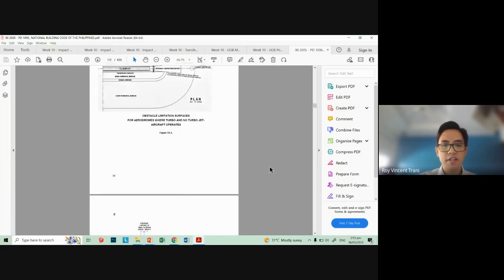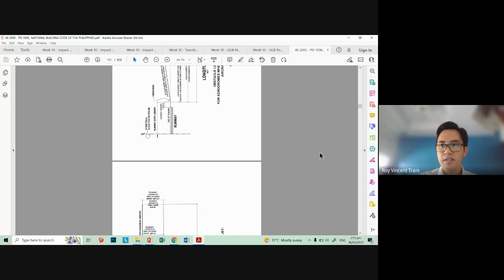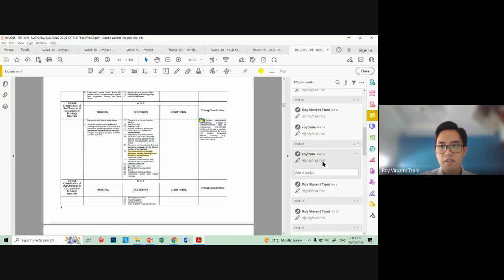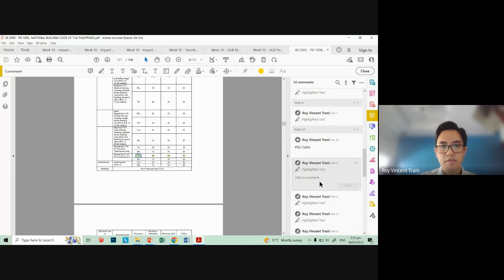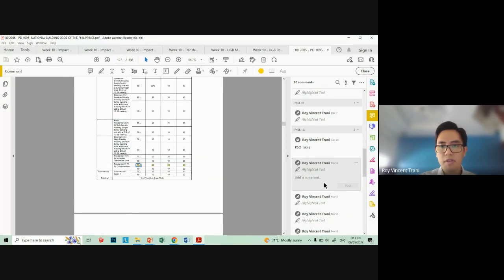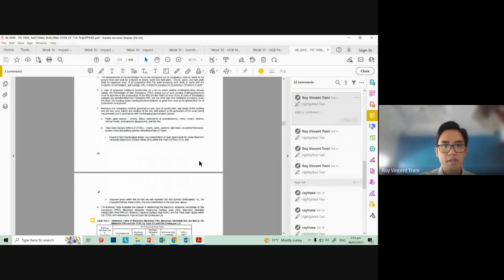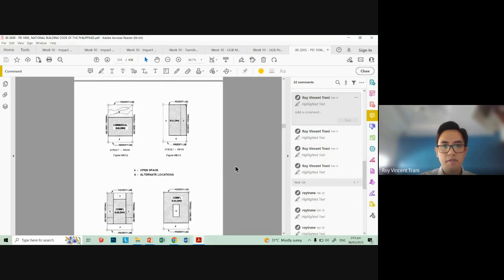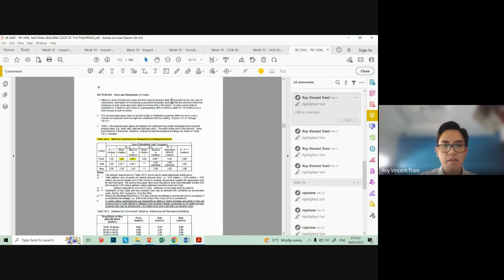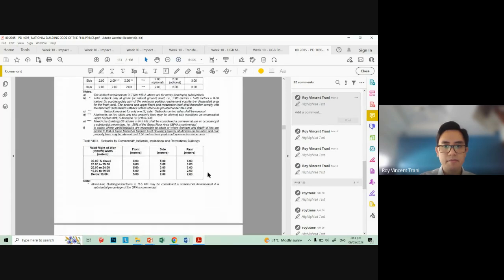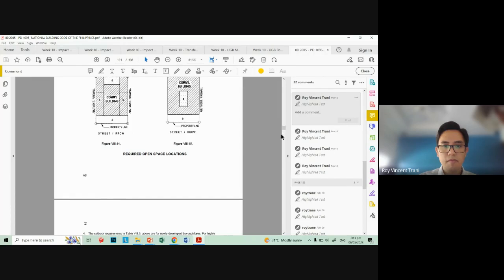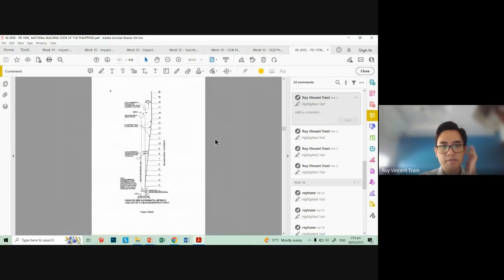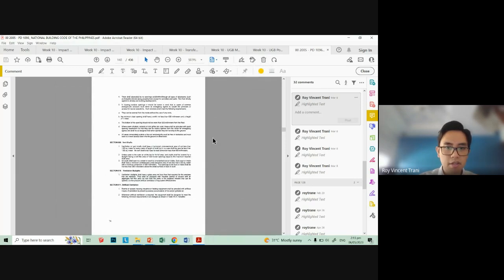I'll just go to that section with building heights. Is it here? No. Lower. Building height limit. Light and ventilation. There are setbacks. Let me zoom out a bit just to show you the actual document. Okay. We're getting close.